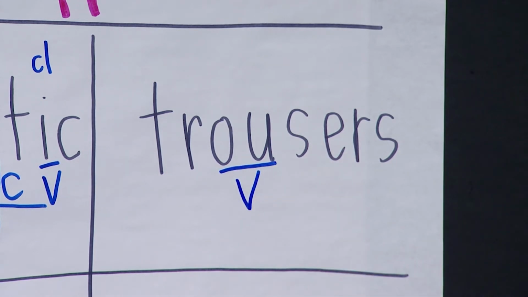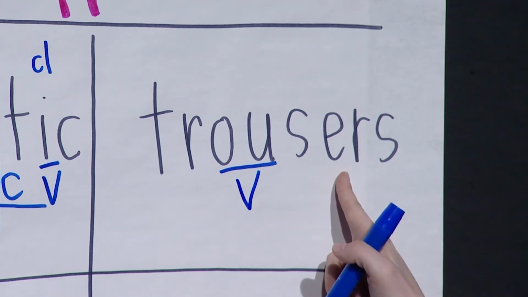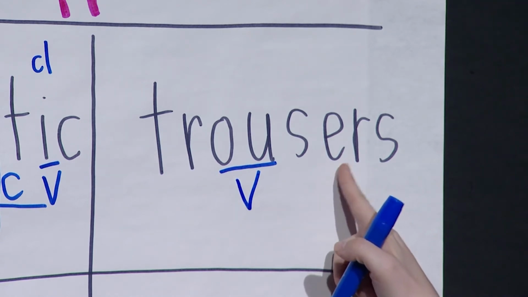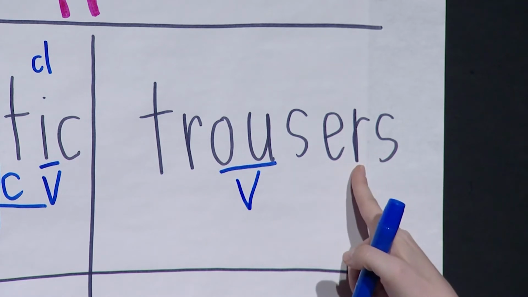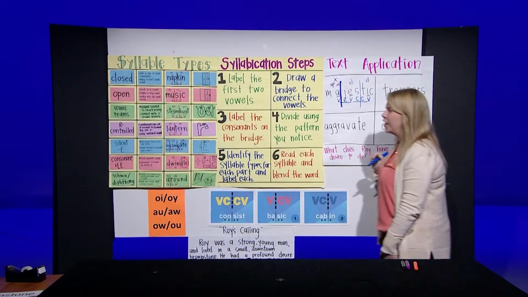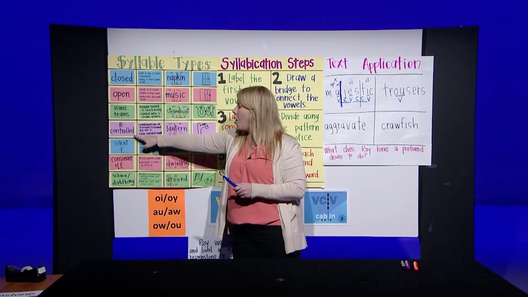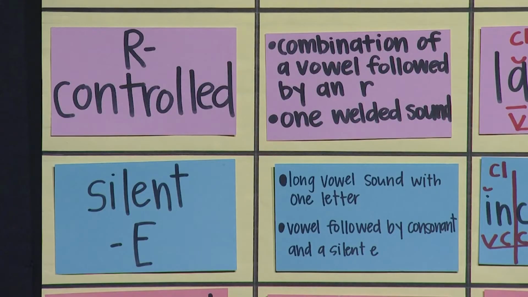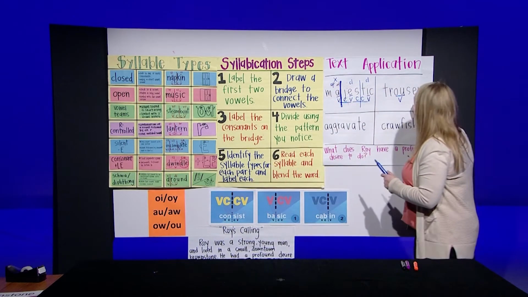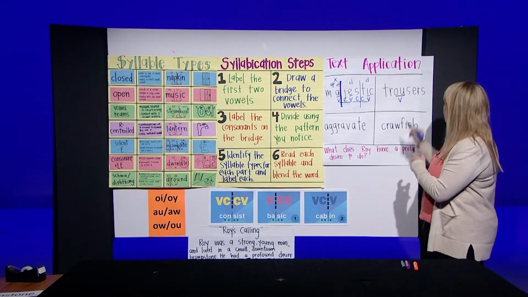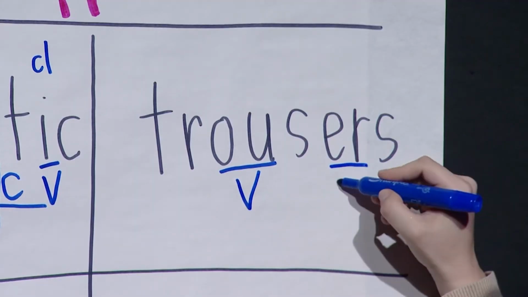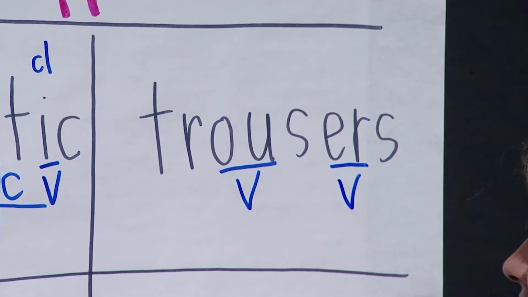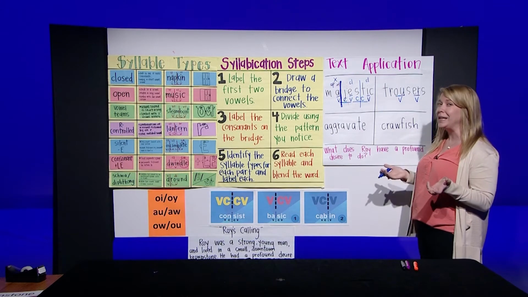What's the next vowel you see? I also see vowel E. But what do we also know about a vowel followed by R? Let's look at our anchor chart. R-controlled syllables are a combination of a vowel followed by an R. So our ER is going to stay together too. Let's underline that and keep those guys together. All right, now let's move to step 2. What do I need to do next?